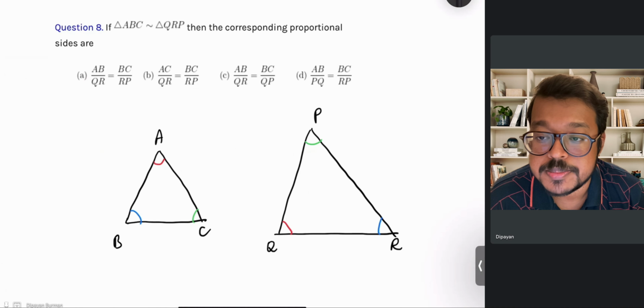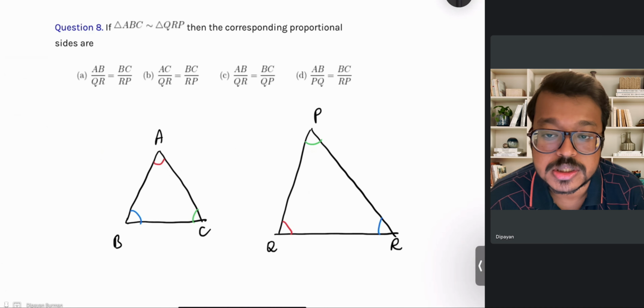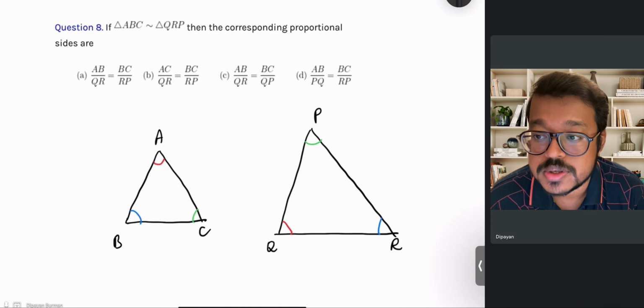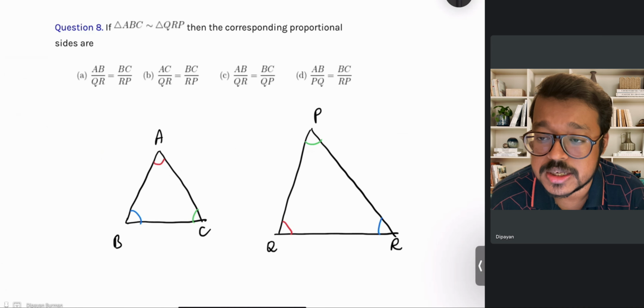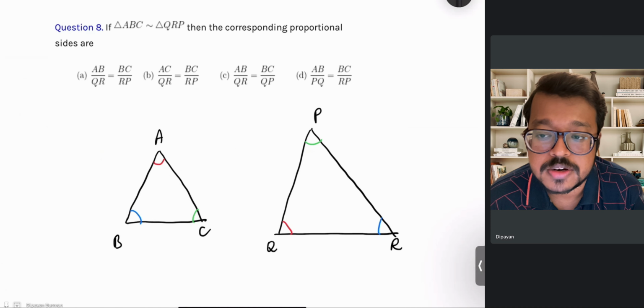Let's solve some MCQs from Similarity. These are previous year's board questions. Now the first question is that if triangle ABC is similar to triangle QRP, then the corresponding proportional sides are which of the following? So I have drawn a rough figure to represent the two similar triangles, triangle ABC and triangle QRP.